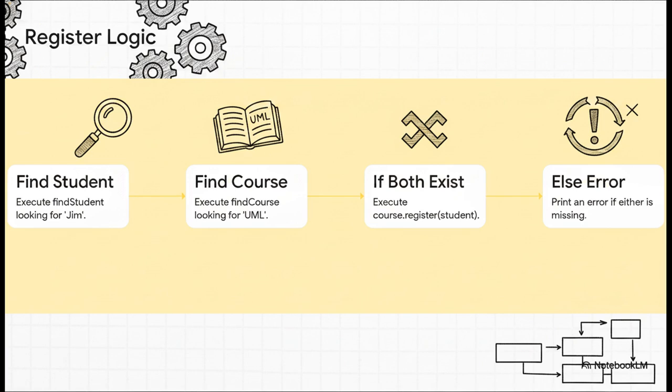Step 1. The system executes find student looking for Jim. Step 2. It executes find course looking for UML. Step 3. Our guard condition kicks in as an if statement. So if both the student and the course exist, meaning neither is null, it executes course.registerStudent. Step 4. The else branch. If either is missing, it prints an error. This entire flow was perfectly dictated by the diagram.